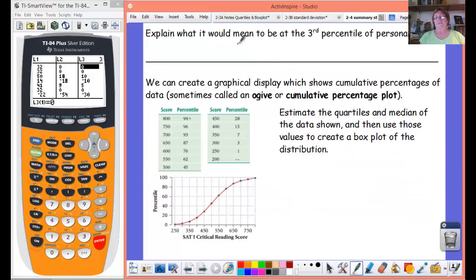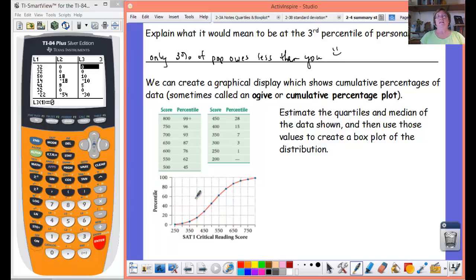It'd be nice, wouldn't it, to be happier than 99% of the world? If we were, so this is a look at it from the other perspective, what would it mean for us to be at the 3rd percentile of personal debt? Well, that would be good news for me, because that would mean only 3% of the population owes less than you do. And that would put you at a very low debt threshold. That would be a good thing.